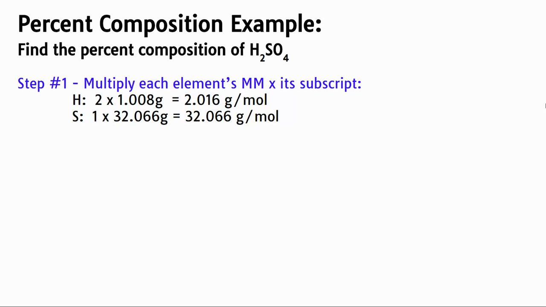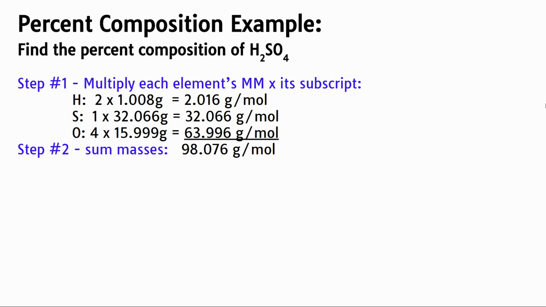Sulfur, 1 sulfur atom times 32 grams gives us 32 grams per mole. And then last, for oxygen, there are 4 of them. 4 times 15.999 gives us about 64 grams per mole. And then we would total that up, which would give us about 98 grams per mole.